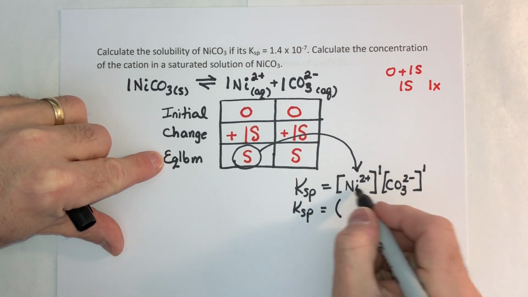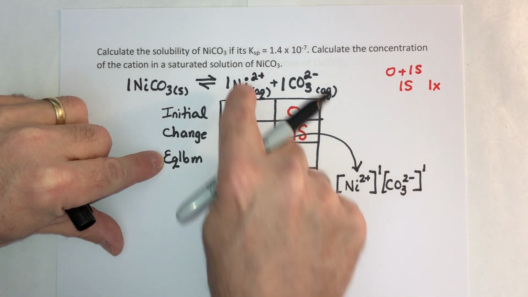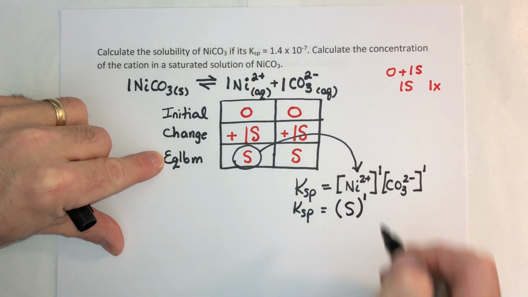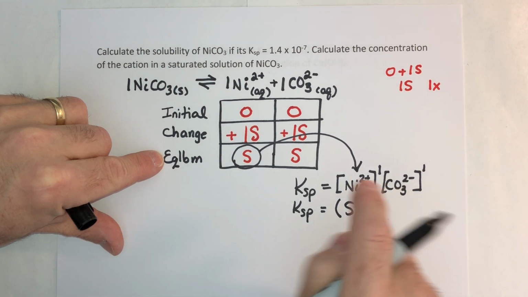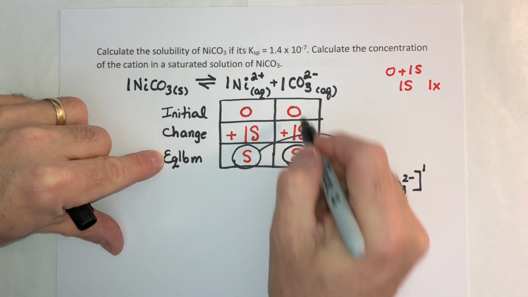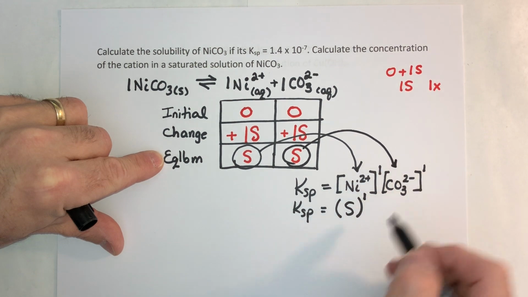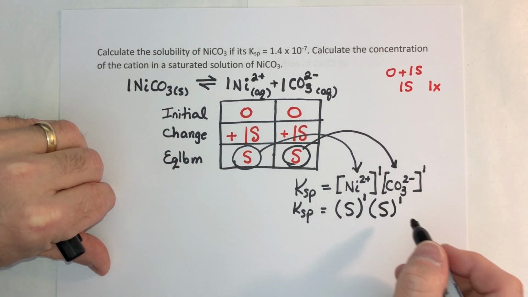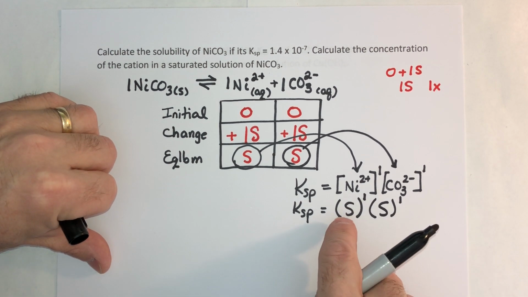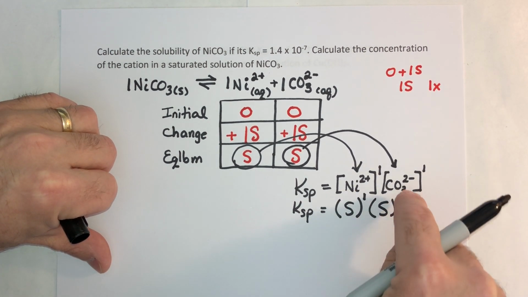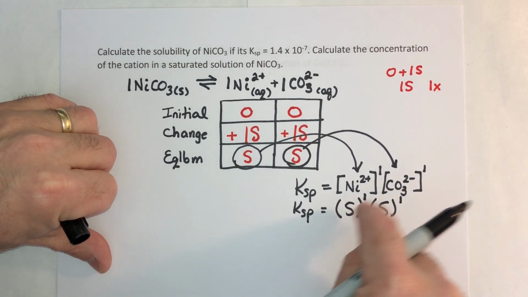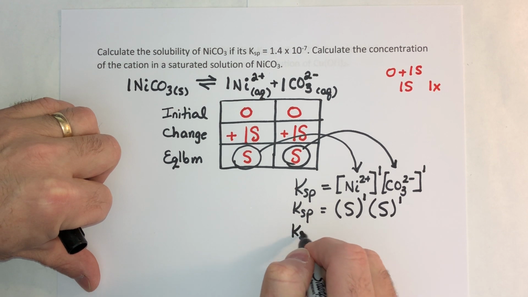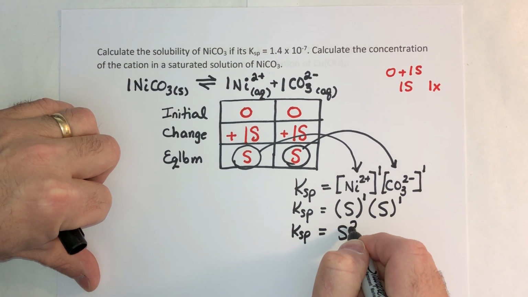So I don't know exactly how much nickel 2+ I have, but I've decided to give it the symbol S. And it is to the power of 1. How much carbonate do you have? Well, carbonate, I have S as well. So S to the power of 1. Now this does become a bit of a math problem, right? If you had x to the power of 1 times x to the power of 1, you'd end up with x to the power of 2. I'm using S's instead of x's. So my Ksp would be S squared.